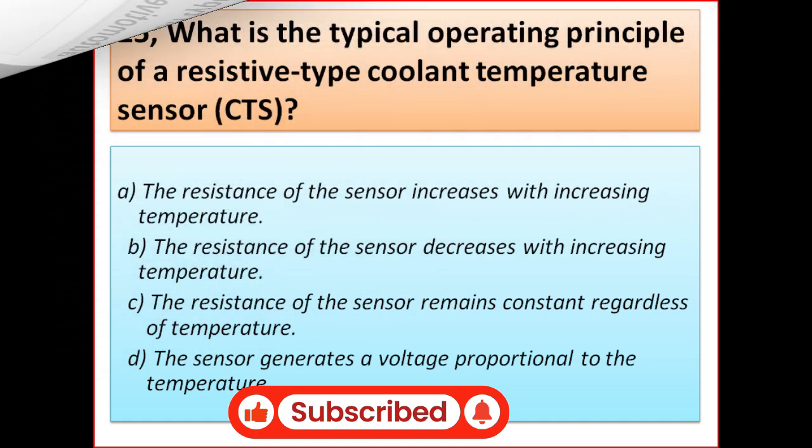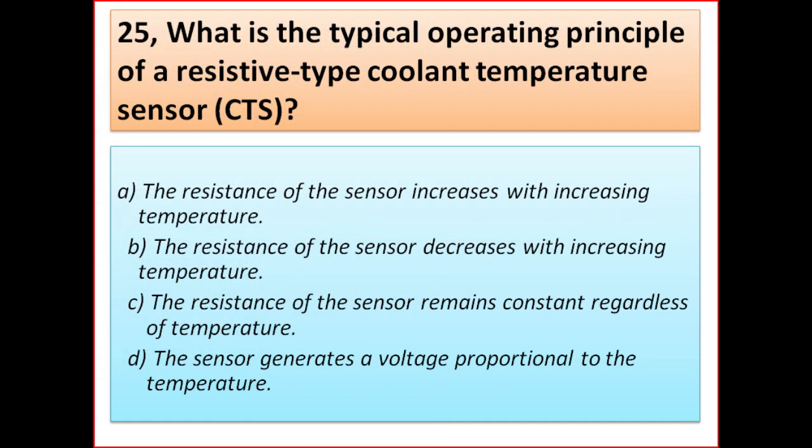25. What is the typical operating principle of a resistive type coolant temperature sensor, CTS? A. The resistance of the sensor increases with increasing temperature. B. The resistance of the sensor decreases with increasing temperature. C. The resistance of the sensor remains constant regardless of temperature. D. The sensor generates a voltage proportional to the temperature.